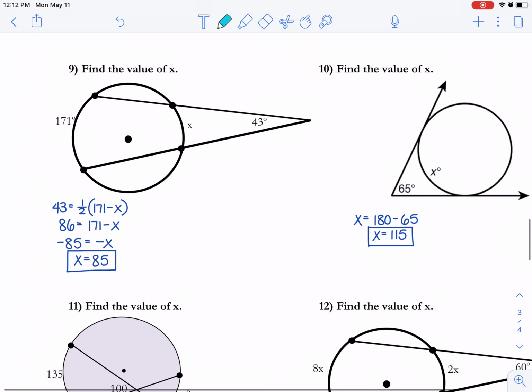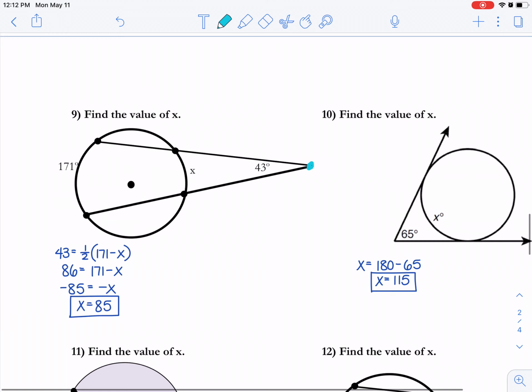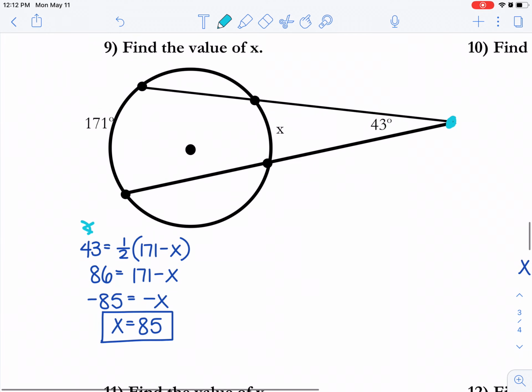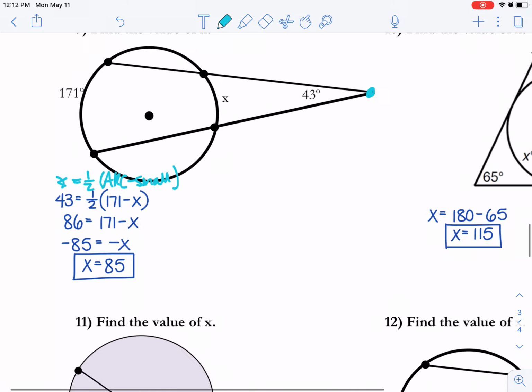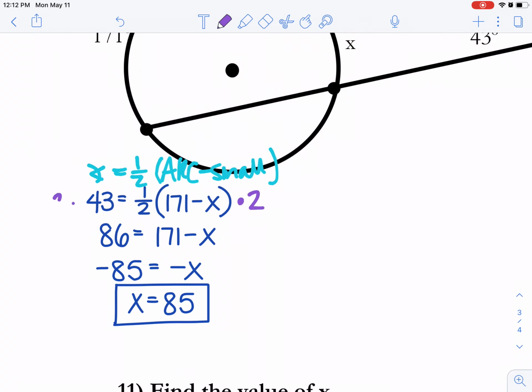Okay. Number 9, we have an angle whose vertex is outside. So the angle whose vertex is outside is going to be 1/2 the big arc minus the little arc. And so you plug it in accordingly and solve. Remember the algebra here, we're going to multiply both sides by 2. 1/2 times 2 is 1, and what's inside the parentheses comes out untouched. Don't multiply 171 minus x by 2, because you already multiplied it by the 1/2, so don't do it twice.